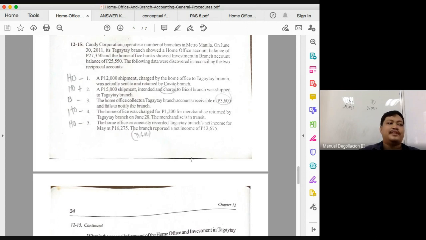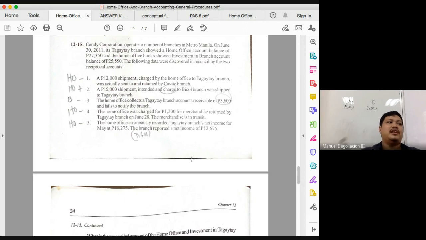So does the home office need to make an adjustment class? Yes. Okay. What will the home office do? Cancel the entry prepared for Nova branch. So the entry there would be debit, shipments to Nova branch, and credit, investment in Nova branch. But aside from that one, it will have to prepare an entry to recognize the shipment to QC branch. Okay, so what will be the second entry that will be prepared by the home office? Debit, investment in QC branch, and credit, shipments to QC branch.